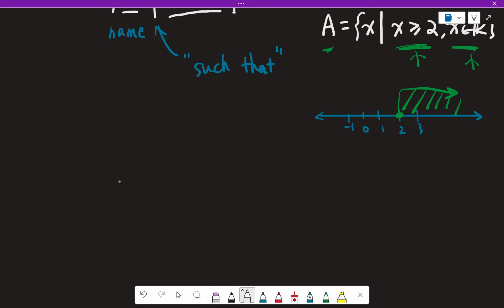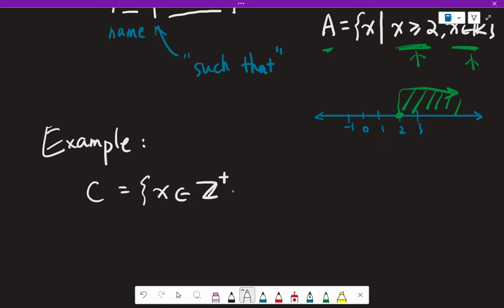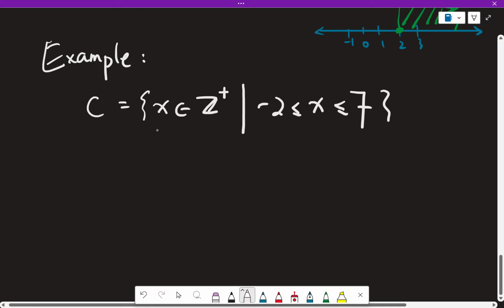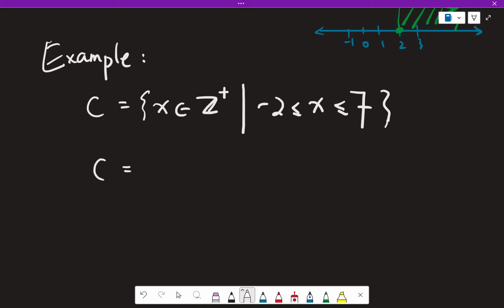Next, let's take a look at an example of set building. So if I say set C equals x that belongs to the natural numbers, and the restriction or condition on x is that x is greater than or equal to -2 and less than or equal to 7. So if this is the second way of notating a set, what if I want to list all the elements out for set C?